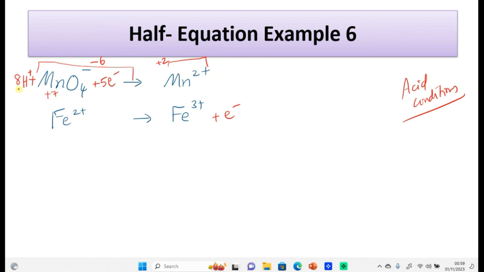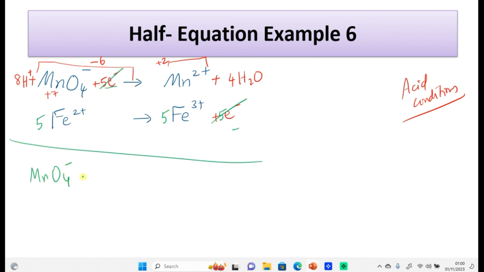Now I have to check the hydrogen and oxygen atoms. As you can see, 8 hydrogen, so if I put a 4 water here, that will be balanced. Now check the electron numbers on both half equations. 1 e here, another one. So I'm going to multiply the whole of this by 5, and now I'm going to just have to add them up together. MnO4 minus. Okay, now that is the overall equation.